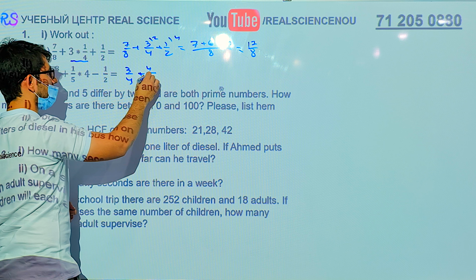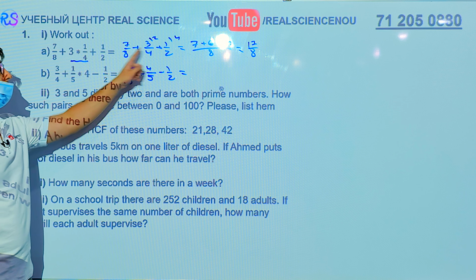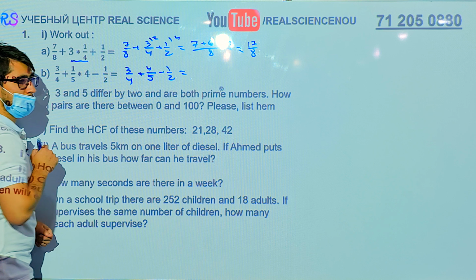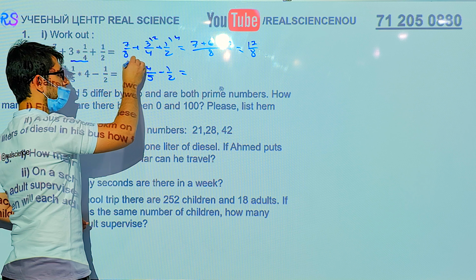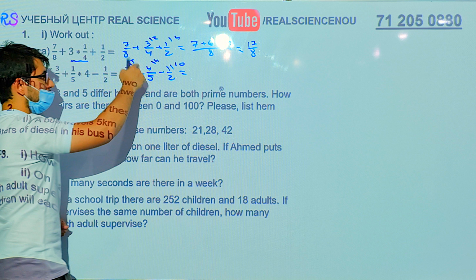So here we have 3 over 4, according to BIDMAS. First of all, you're going to multiply the fraction, 1 over 2, right? So here you used to have the same signs, plus, plus. Here you have minus, a negative sign. What is your common denominator? 20. For the first one, 5 times. For the second, 4 times. 10 times. 15 plus 16.